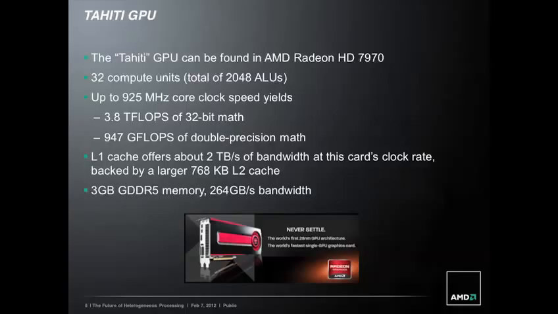Without overclocking. And we have a very nice memory. It's GDDR5, which is very fast compared to what you have on CPUs, and it's 3 gigabytes of that. Okay? So that's roughly a 2,000 miles view of how a GPU is built.